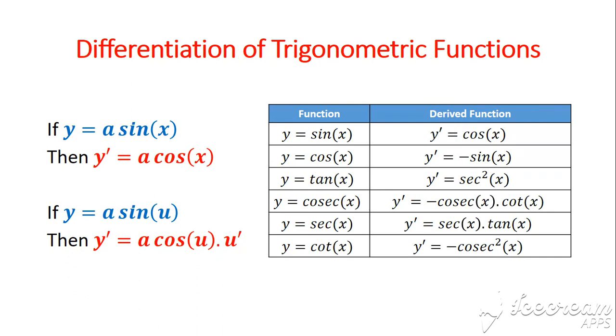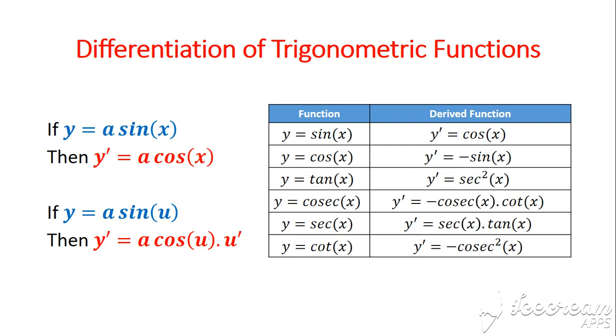The first thing, if the function y is equal to a number a times sine x, I'm just going to use sine as my example in both of these ideas here, then the y dash, the derived function, will become a times cosine x because sine differentiates to cosine.